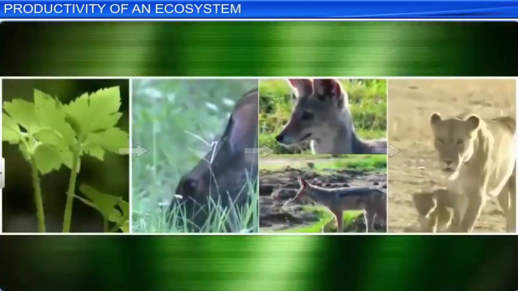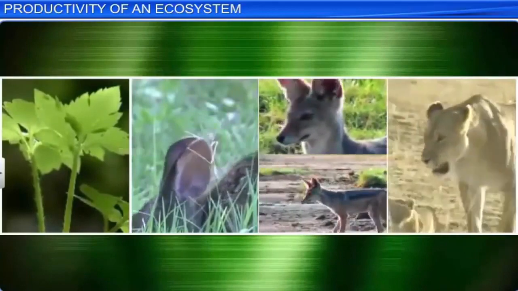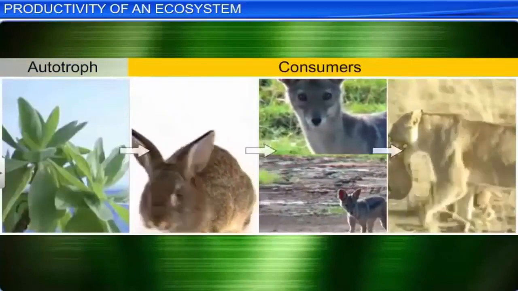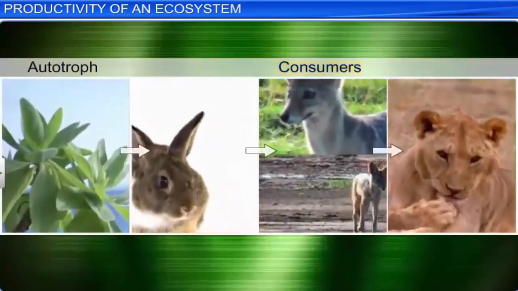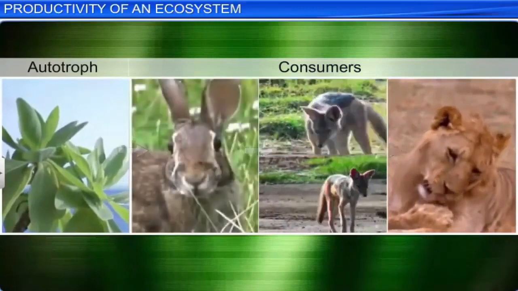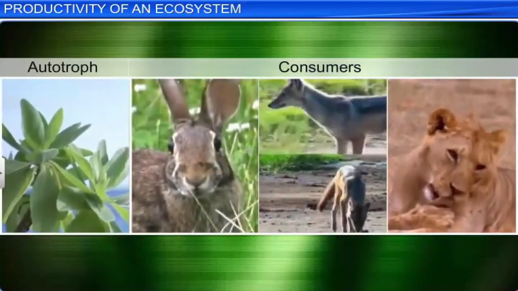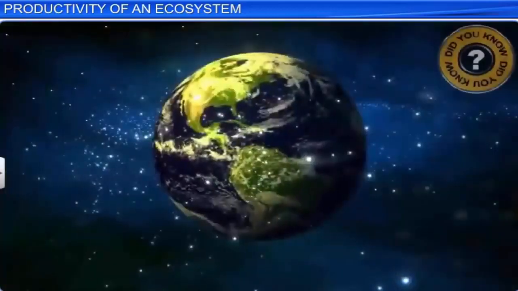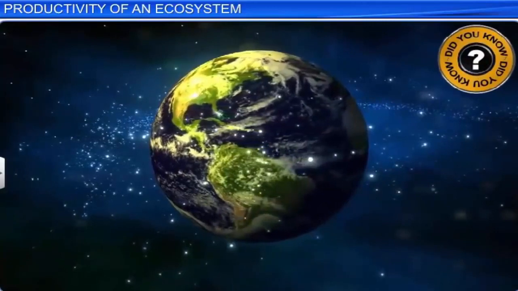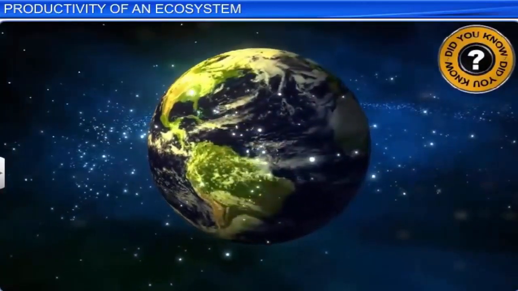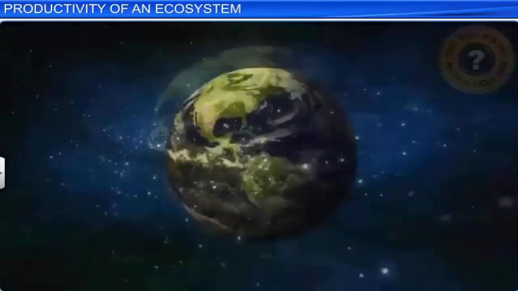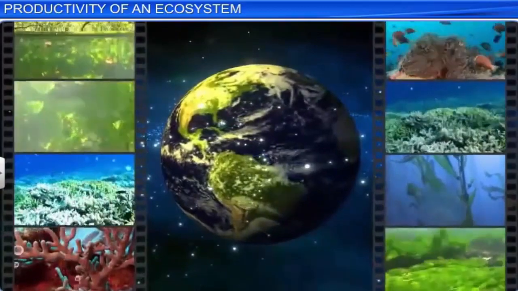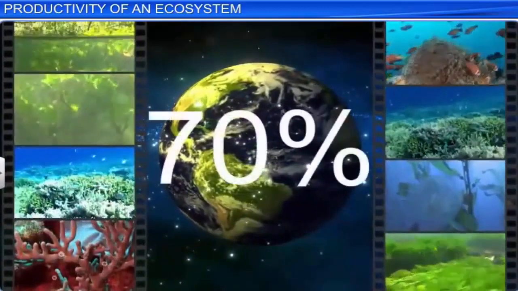Thus, the food or energy assimilated and stored by autotrophs is passed on to the consumers. Moreover, the efficiency with which this energy transfer takes place from one trophic level to the other is called energy efficiency. Did you know that the biosphere produces about 170 billion tons of net organic matter annually? However, the ocean accounts for just 55 billion tons of organic matter, even though it occupies 70% of the Earth's surface.